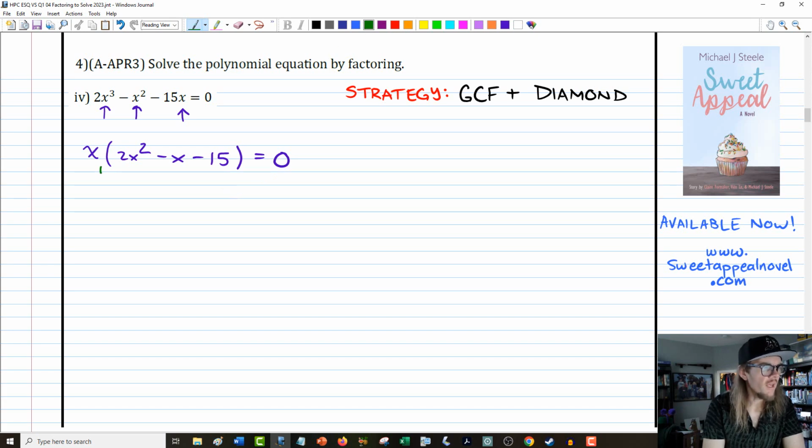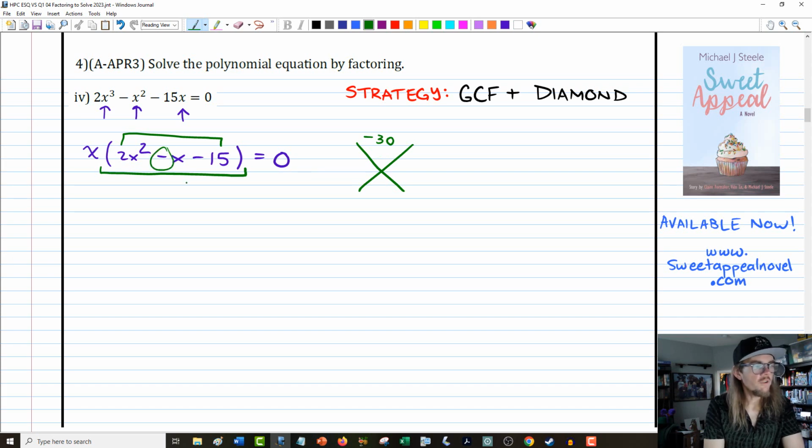So at this point, I'm going to focus my attention on the trinomial. This looks like a hard diamond problem, so that's exactly where I'm going to go here. We want to figure out what 2 numbers multiply to negative 30, so 2 times negative 15 is negative 30, and then add up to the leading coefficient in the center, which is negative 1.